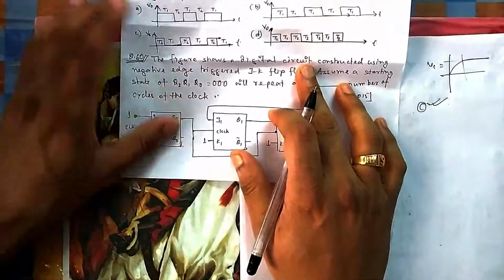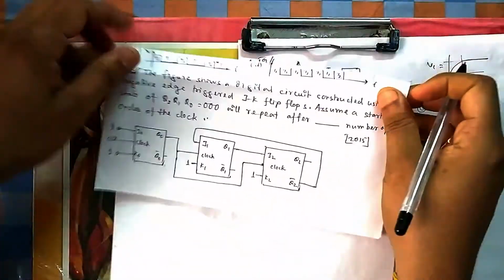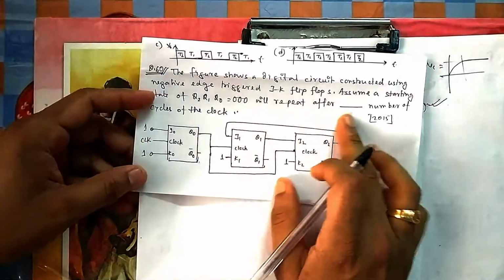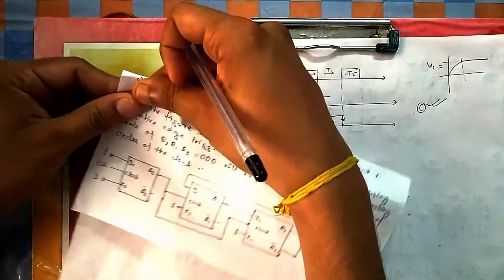C. Now if you come to 60, the figure shows a digital circuit constructed using negative edge triggered JK flip-flops, assuming that the starting state of this is 0 0 0. It will repeat after the number of cycles. After how many cycles?